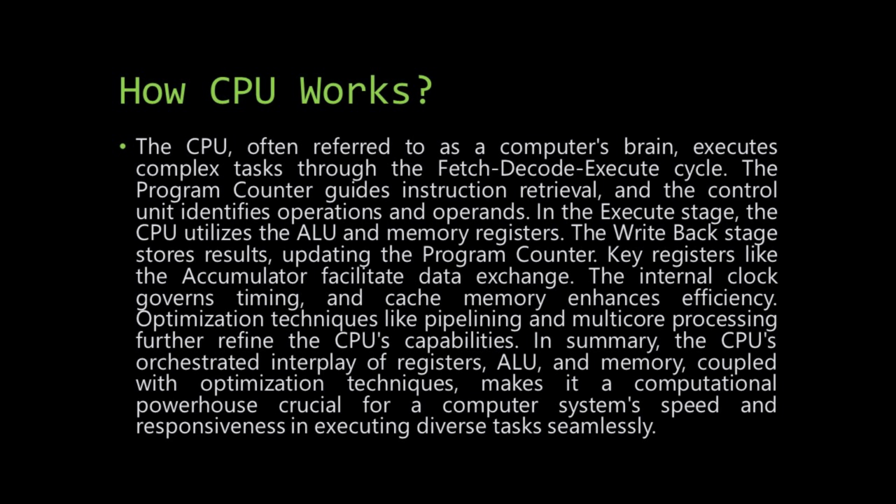To optimize processing further, some CPUs employ techniques like pipelining, allowing overlap of multiple stages in the cycle. In advanced systems, multi-core processing enables simultaneous execution of multiple instructions using multiple processing cores. In summary, the CPU's orchestrated interplay of registers, the ALU, memory access, and control units, coupled with clock synchronization and memory optimization, empowers it as the computational powerhouse of a computer. The CPU's efficiency significantly contributes to a computer system's speed, responsiveness, and capabilities, enabling the execution of diverse tasks and running complex applications seamlessly.